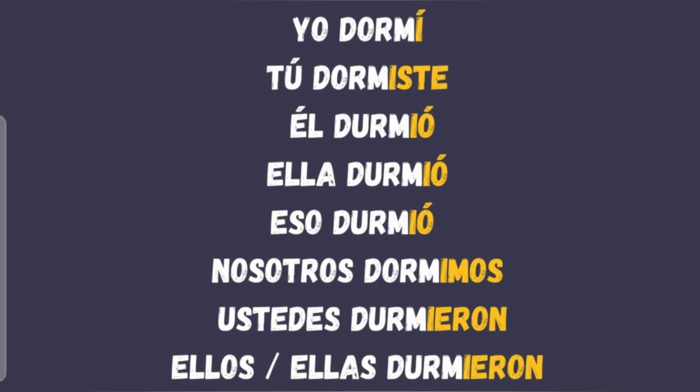Here the root word is dorm, okay? That's the part of the word that is not changing, the beginning of the word. Then the ending of the verb has to change according to the personal pronoun you're having and the rules you have to apply, okay? In this case, this verb is ending with ir, dormir, so you have to apply the rules of regular verbs ending with ir, okay? So the endings will be í, iste, ió if you have personal pronouns he, she, it, imos, personal pronoun we, nosotros, ieron, personal pronouns ustedes or ellos, okay?